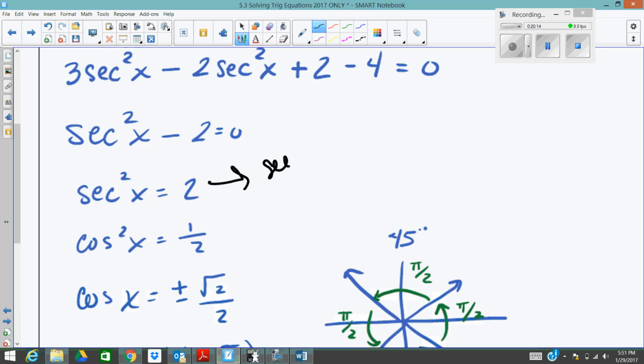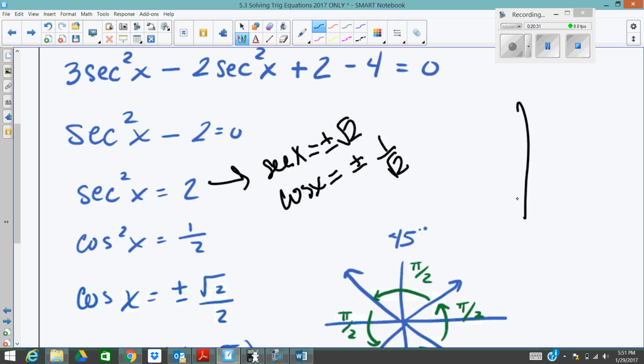So we can either square root right now and get secant of x equals plus or minus square root of 2, which means cosine of x equals plus or minus 1 over square root of 2. Or you could flip first, then square root. It doesn't matter, but either way, cosine is positive in quadrants 1 and 4, negative in quadrants 2 and 3.